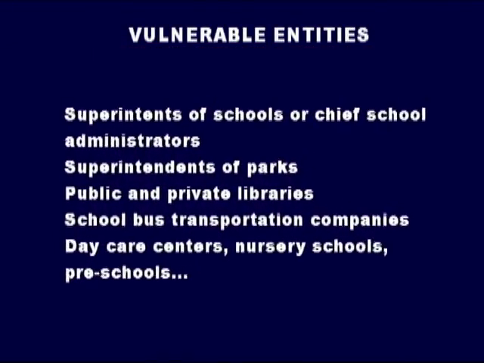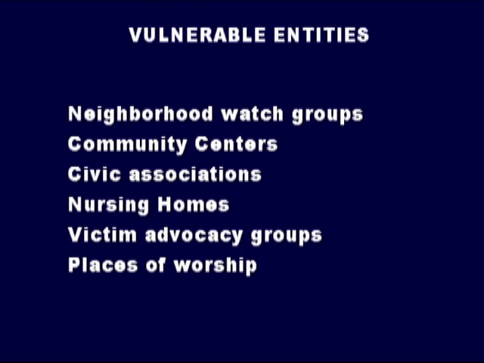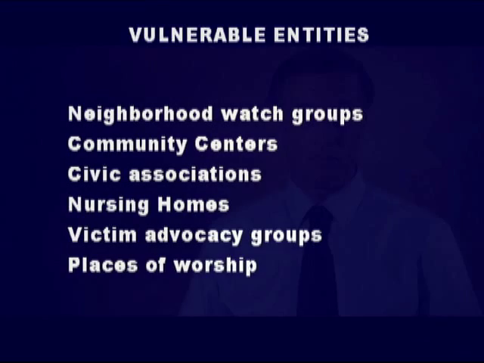So exactly who is a vulnerable entity? The law specifies superintendents of schools or chief school administrators, superintendents of parks, public and private libraries, school bus transportation companies, daycare centers, nursery schools, preschools, neighborhood watch groups, community centers, civic associations, nursing homes, victim advocacy groups, and places of worship. These are the entities that must be included, but there may be others in your jurisdiction that don't appear in that list. You can make your own assessment of who is considered a vulnerable entity relating to the nature of an offense committed by a sex offender.